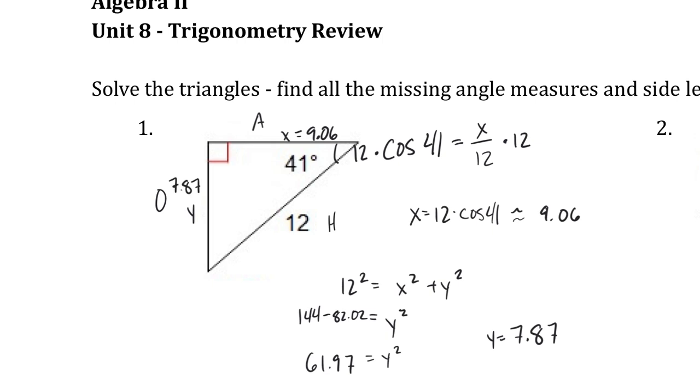The last thing I need to do is to get that last angle, and that's this angle. Remember that the three angles add up to 180, so I can do 180 minus 41 minus 90, which is 49, and so this is a 49-degree angle.